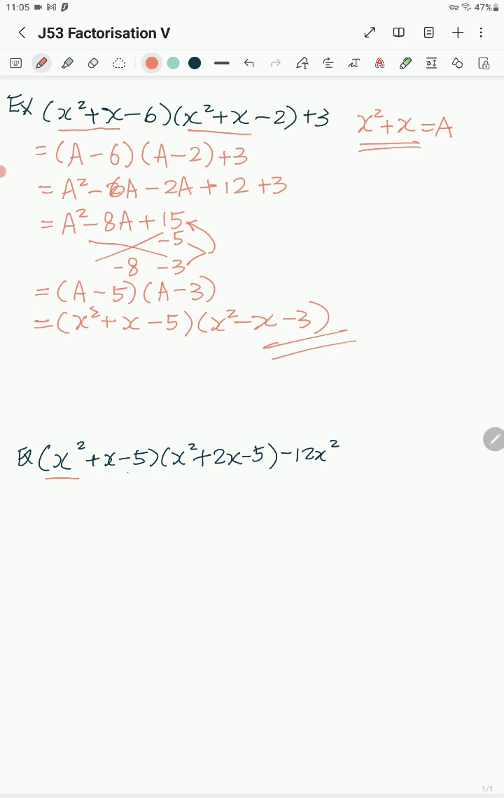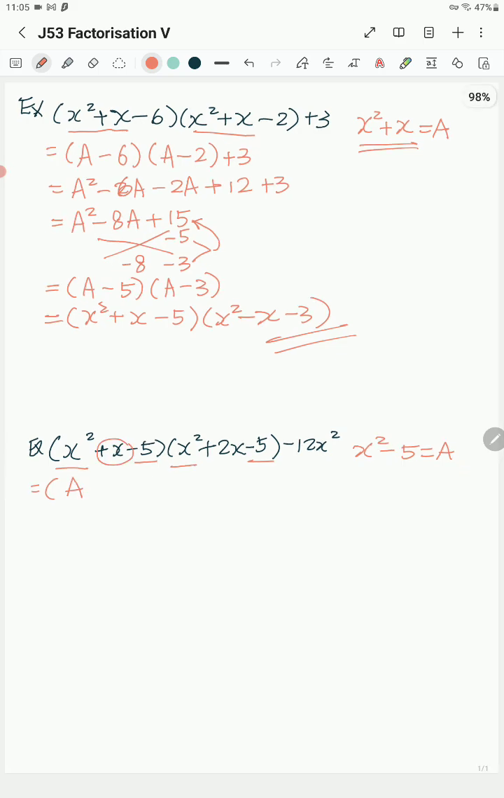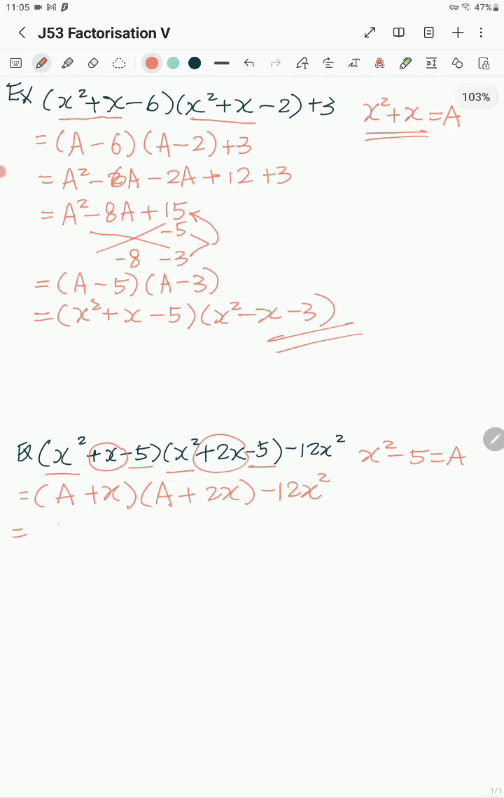First step again, we identify the repeated terms. They can be easily identified, and we give it a name a. We rewrite the expression using the substitution a instead of x squared minus 5. So in the first bracket, I'm left with x. In the second bracket, substitute the value of x squared minus 5 by a, and I'm left with the middle term plus 2x. Then we remove the brackets, multiply up the terms.